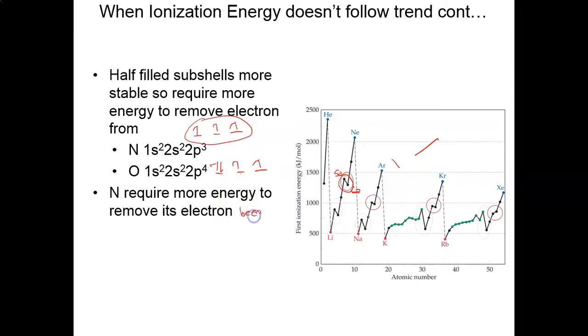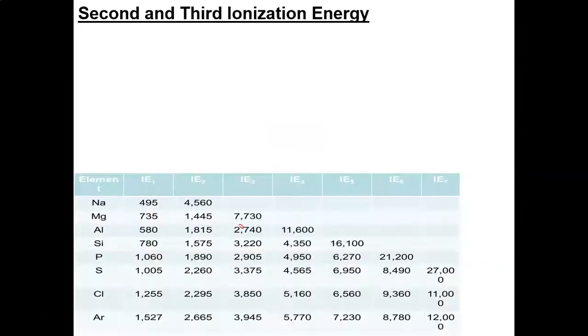Because it has a half filled subshell, which is more stable. So those are your anomalies. Otherwise, the trend matches the periodic table in terms of more protons means more attraction. These are the only anomalies.